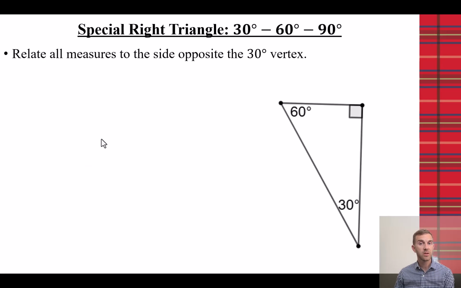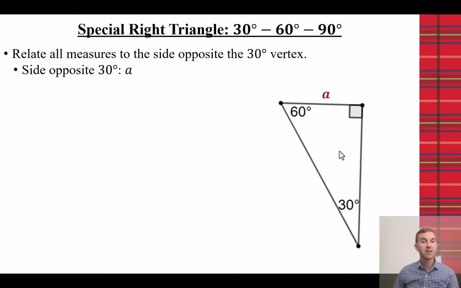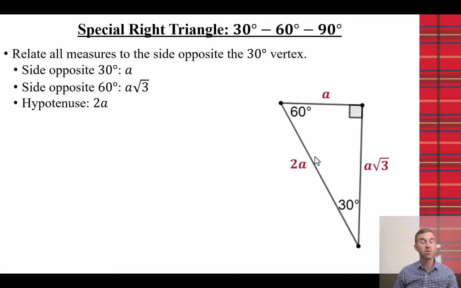The other special right triangle is the 30, 60, 90 right triangle. And where we're going to do our relationship is we're always relating compared to our 30-degree angle and its opposite side. Opposite the 30-degree angle is our starting measure. We'll call that A. And what we know is in relationship to A, the side opposite 60 is that measure times the square root of 3, and opposite 90, in other words, the hypotenuse, is always double that relating angle from the 30 degrees. This relationship will always occur.